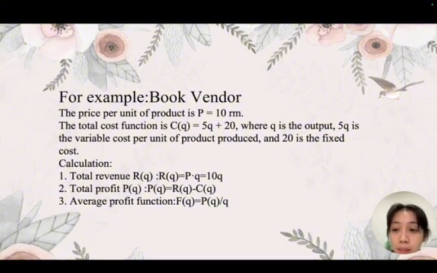Let's look at this example. The price per unit of good is P equal to 10 ringgit. The total cost function is C equal to 5Q plus 20, and the total revenue R equals P multiplied by Q, equal to 10Q. Total profit P(Q) equals R(Q) minus C(Q), and the average profit function f(Q) equals P(Q) divided by Q.